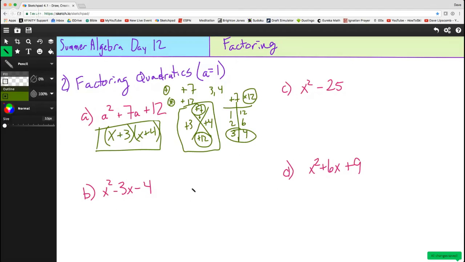B, x minus 4, x plus 1. Choose your poison. How do you do that? This one's interesting. We have to find numbers.